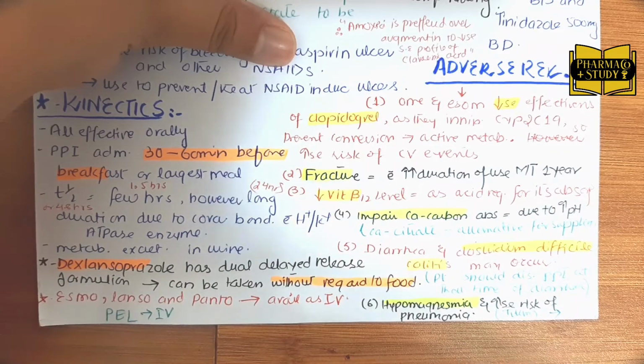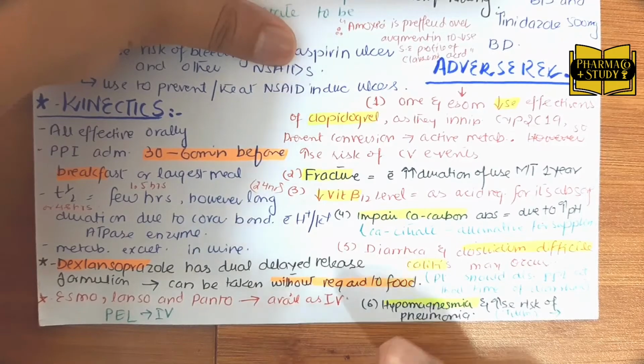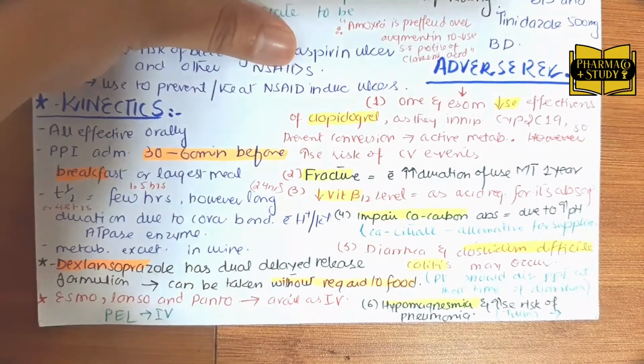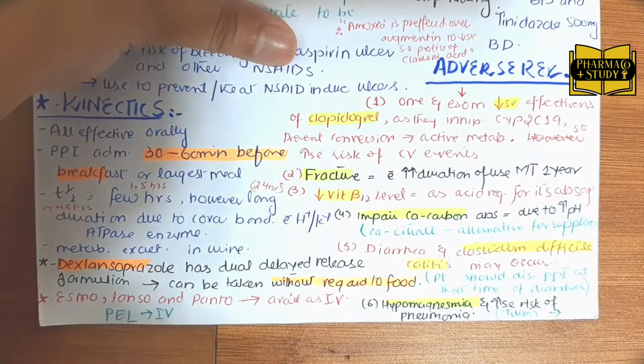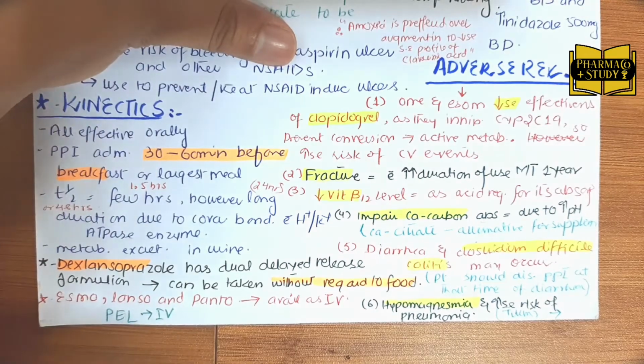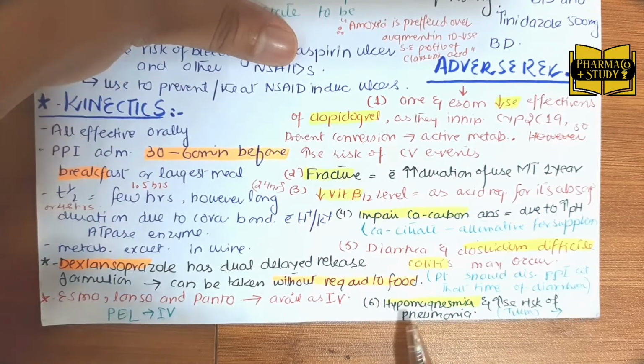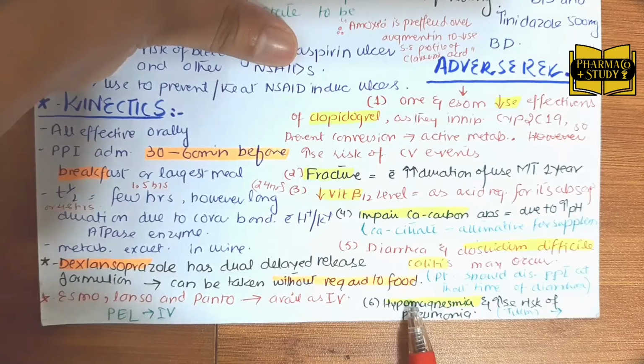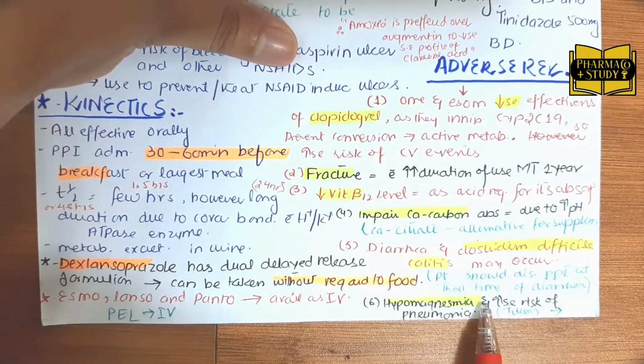So you should give vitamin B12 to patients who are taking proton pump inhibitors, at large time intervals. Okay, given at large time intervals. Secondly, you should give a calcium citrate supplement. Thirdly, you should remember that it can cause hypomagnesemia, which increases the risk of pneumonia.